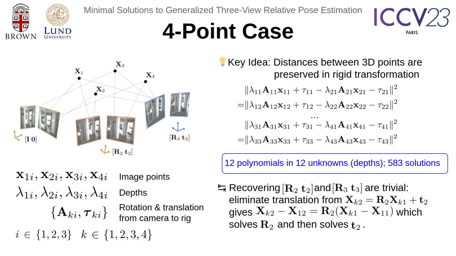The underlying idea of the system for the 4-point case is that under rigid transformation, distances between 3D points are preserved. This gives 12 polynomial equations in 12 unknowns, which are all the depths. The monodromy solver found that it has 583 solutions. After solving for the depth, recovering the relative poses is trivial. We can eliminate the translation part from the typical relative transformation equation to solve for the rotation part, and then back substitute to solve for the translation.